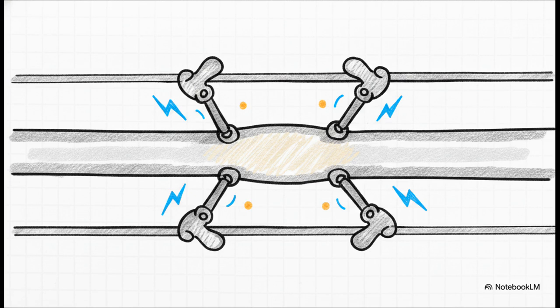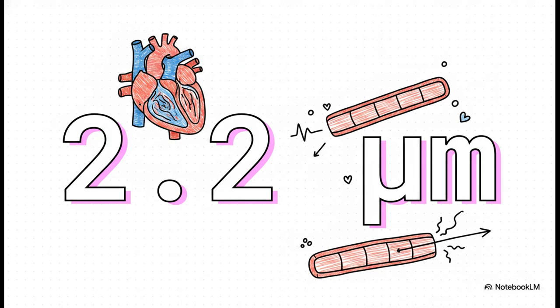When triggered by a sudden flood of calcium ions inside the cell, the myosin heads form cross bridges and literally reach out and pull the actin filaments toward the center. This microscopic pulling action, fueled by cellular energy called ATP, is what physically shortens the muscle and creates a heartbeat. Now, unlike the skeletal muscles attached to your bones, the heart muscle's resting sarcomere length is incredibly variable. It totally depends on how much blood is filling the chamber at that moment.